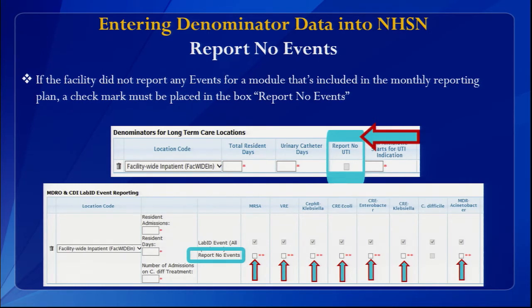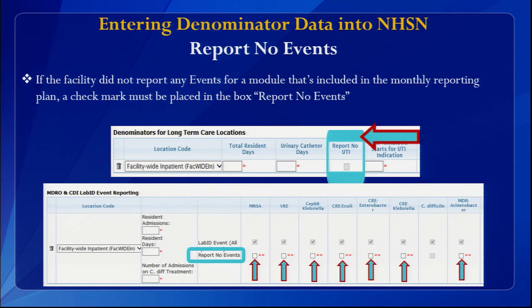But there were no events entered into the NHSN application. So that box is available, and you just simply put a check mark in that box. And what that's saying is, yes, I monitored MRSA all month, but we did not have any MRSA events. And that's just a quality check so that we know that you realized you were monitoring MRSA and you just did not have any. And you would do that for each of the organisms that appear on here. And if it's not applicable to you, the box will be disabled, okay?